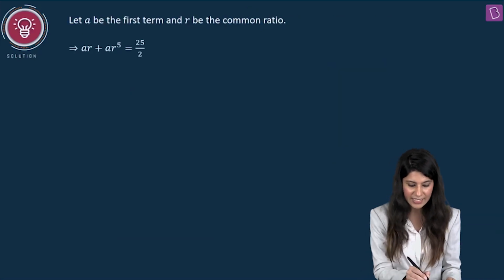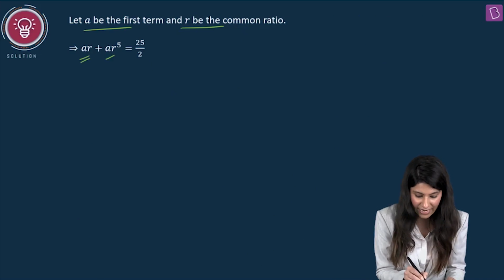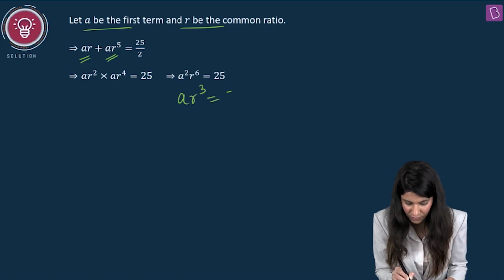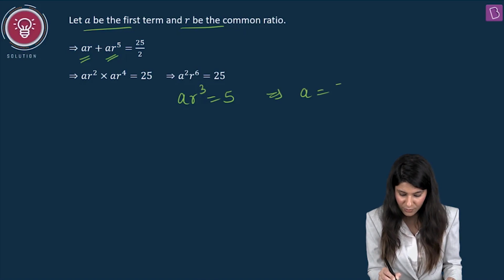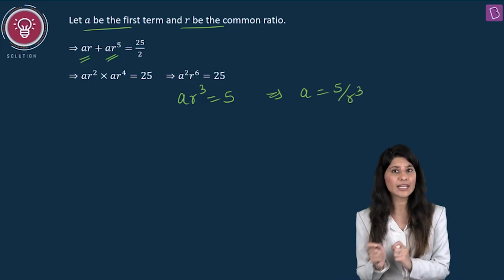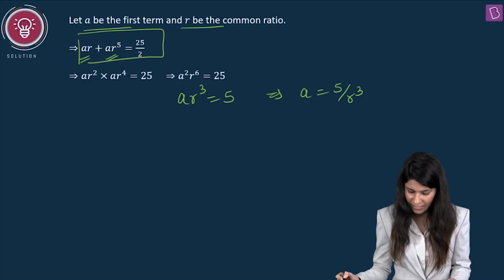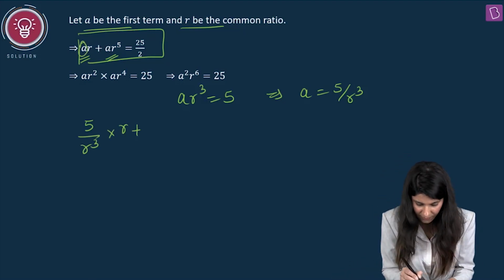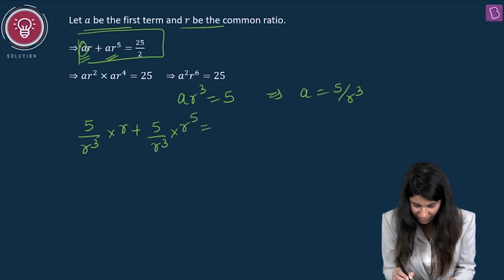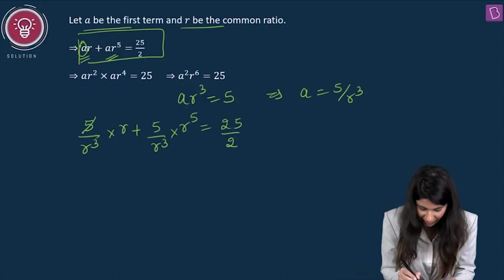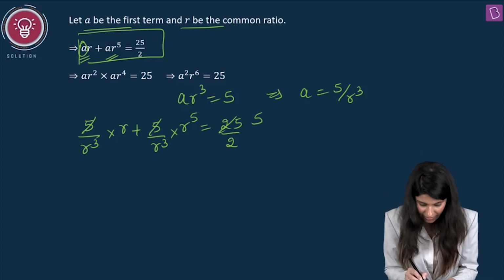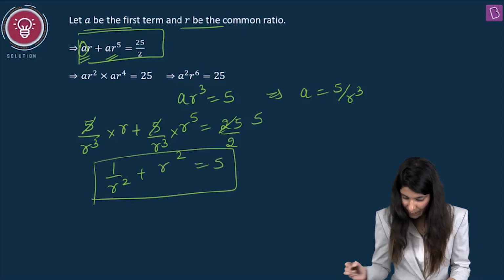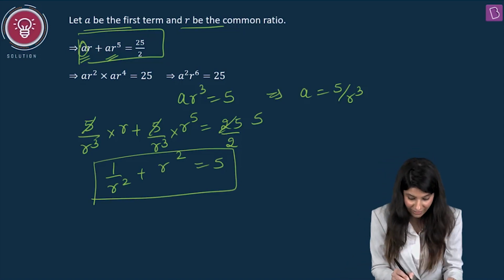Let's write it down over here. A is the first term, R is the common ratio. We have the second and sixth term, the sum of these two is 25 by 2, and we have AR cube equals 5. Here A would be equal to 5 by R cube, isn't it? We are solving for A and R. Let's put the value of A over here. If I do that, what do I get? 5 by R cube in place of A, multiplied by R, plus 5 by R cube multiplied by R raised to power 5, that equals 25 by 2. Right? Dividing by 5, we get 1 by R squared plus R squared is 5 by 2.